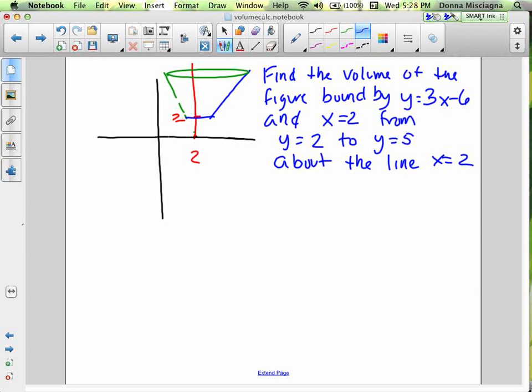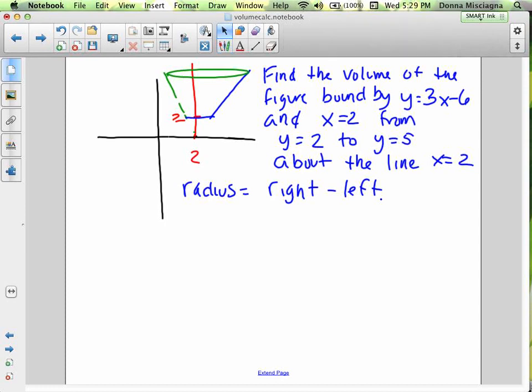When we were looking at the other one where we had a line of revolution that was not the x-axis, where we revolved around the line y equals 1, we went from upper to lower, right? Since we're using y's, we're going to go right to left. So our radius is going to be the rightmost function minus the leftmost function. Okay, so it's top to bottom or right to left, right?